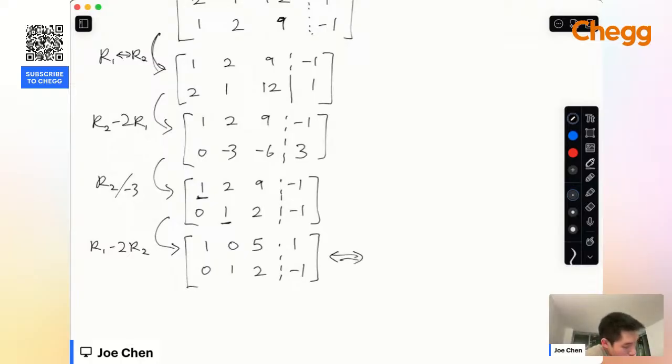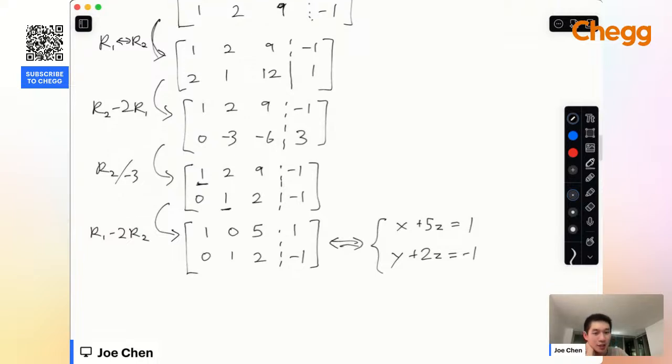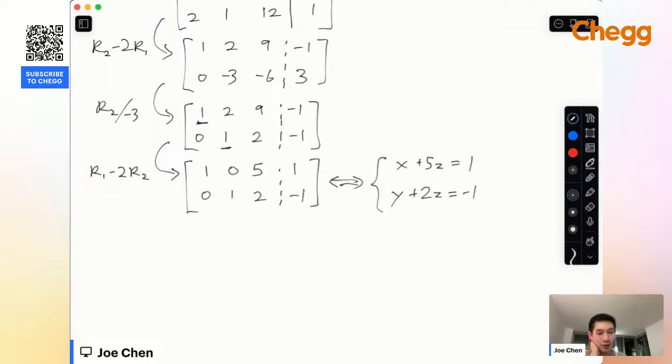I look at the equations that this represents, and I get x, the first column is x, plus 5z equals 1. And then I get y plus 2z equals -1. And that's as much as you can simplify this. And so this might not seem solved, but let me show you how this really is just a clean representation of the solution, actually.